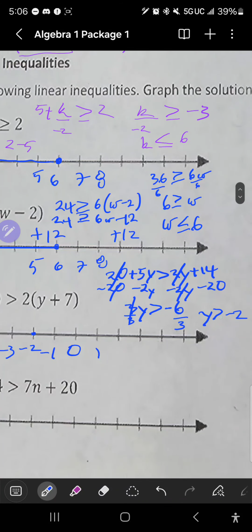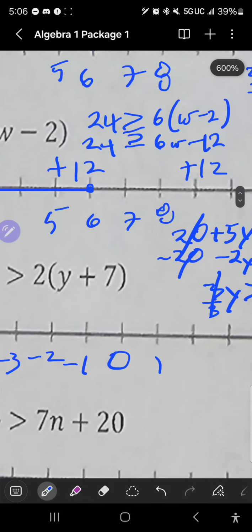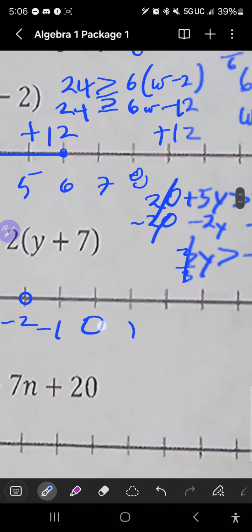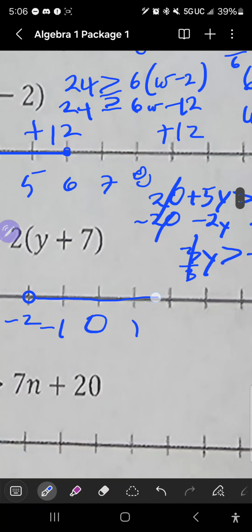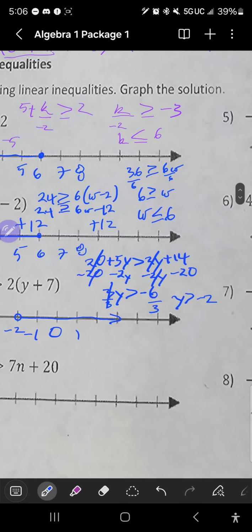So we have that y is greater than, but not equal to, negative 2. Since it is not equal, that's the difference from the ones we did last week. Since it is not equal, we need to put a hole and then an arrow to the right, because we don't want to include negative 2 in our answer. And that's how we conclude that our result is not included.